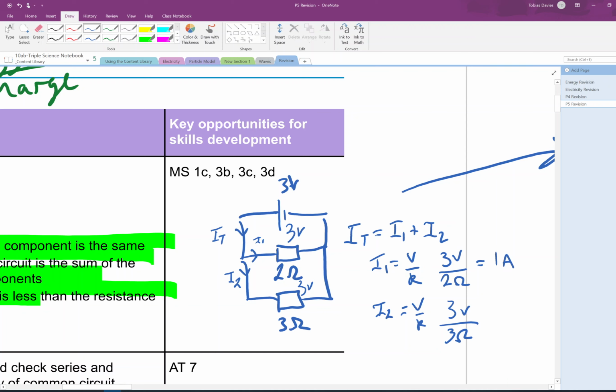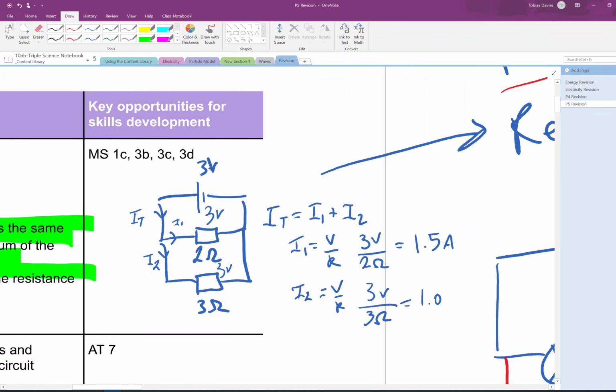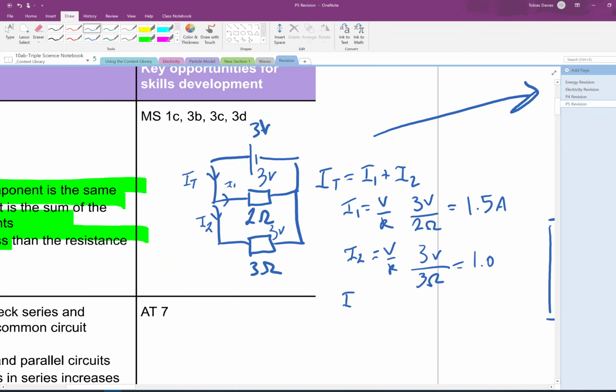3 ohms. Right, so top one was 2 ohms, bottom one was 3 ohms. And that means that my top current is different. So my 3 volts over 2 ohms is 3 divided by 2, 1.5 amps. And in the bottom, 3 divided by 3 is still 1.0. So that gives me a total of 1.5 plus 1.0, which is equal to 2.5 amps.